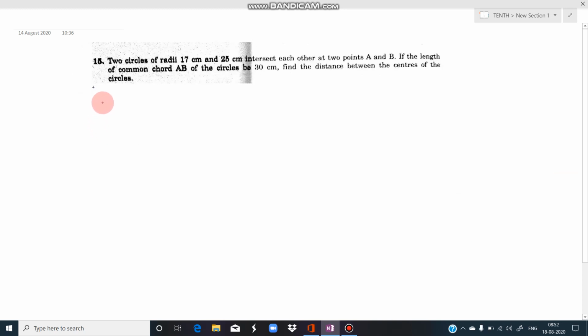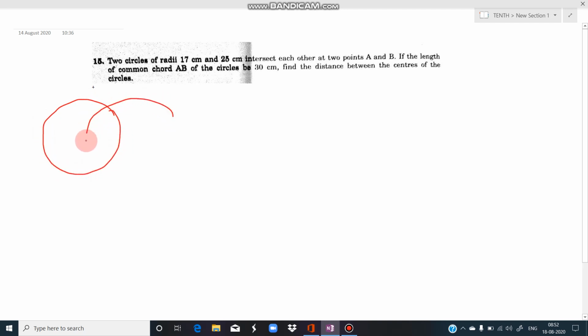In this question, it is given that there are two circles of radius 17 and 25 centimeter. They intersect each other at 2 points A and B. If the length of common chord AB of the circles is 30, what is the distance between the centers of the circles? So according to the question, there are two circles.